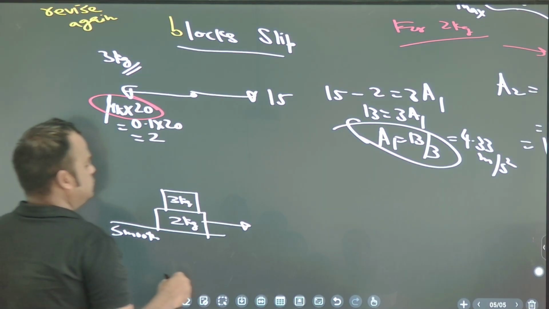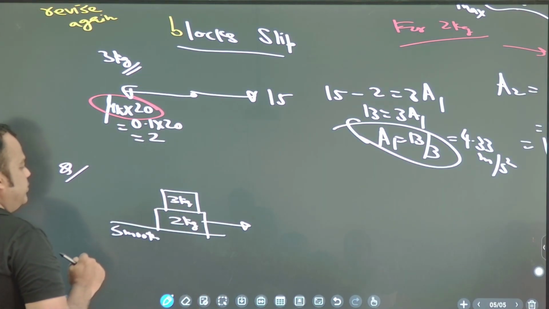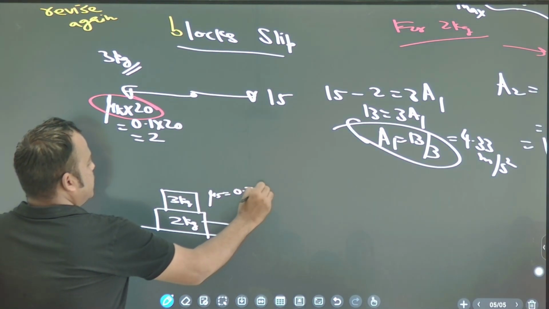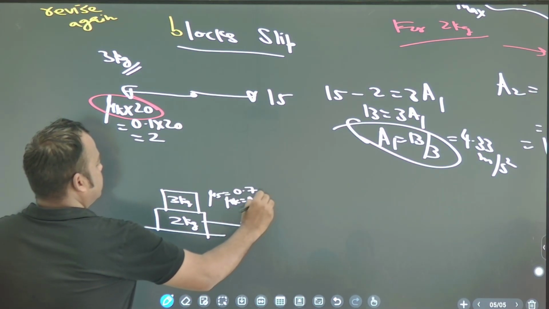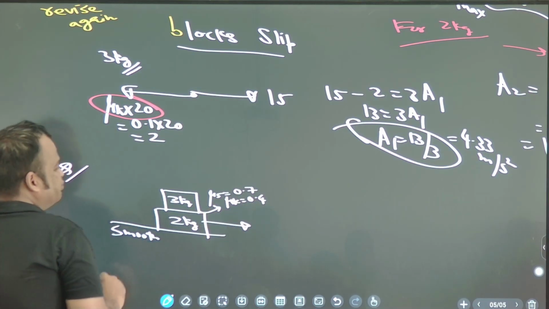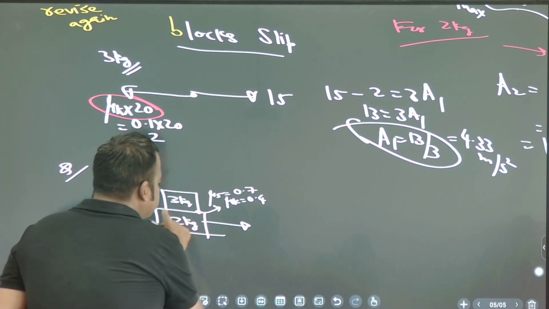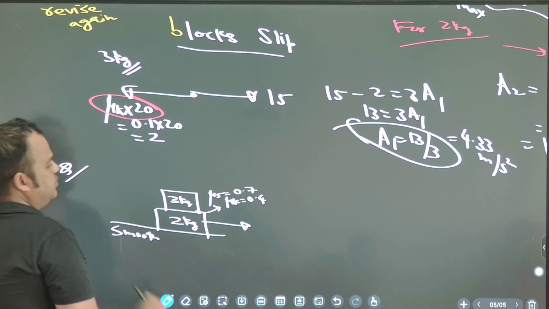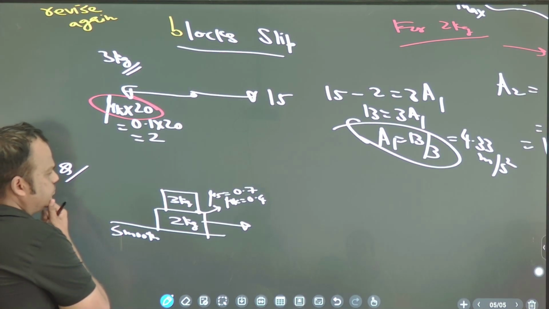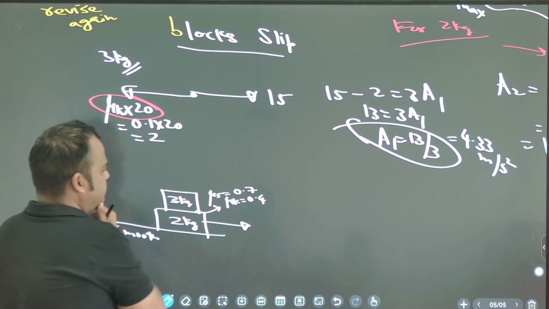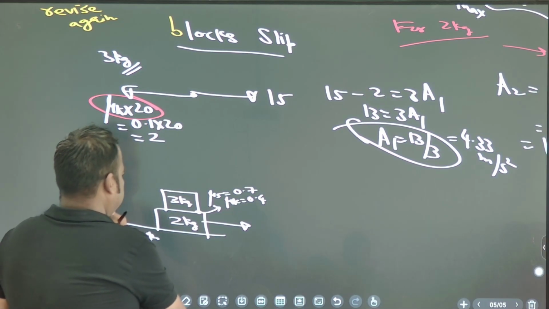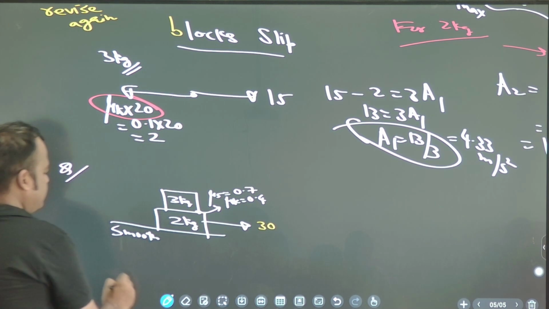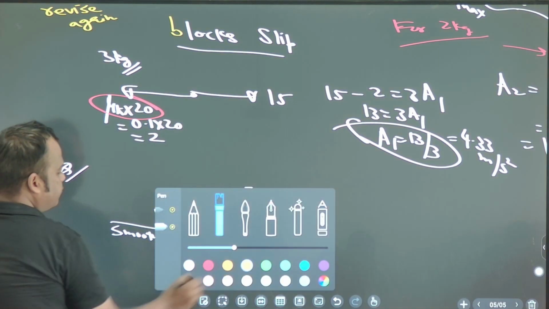Block on block. So mu s is given 0.7, mu k is given 0.4. This surface is rough. This surface is smooth. So now force value I will give 30. Find friction force between blocks.